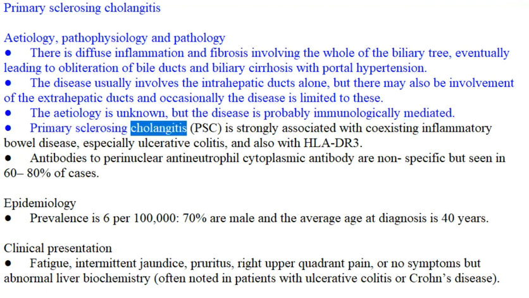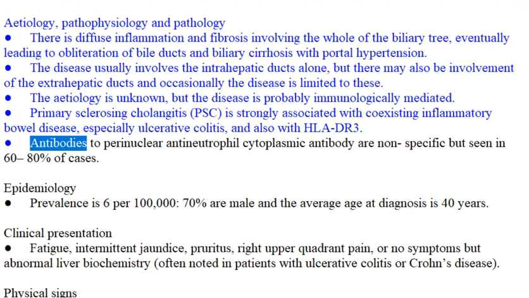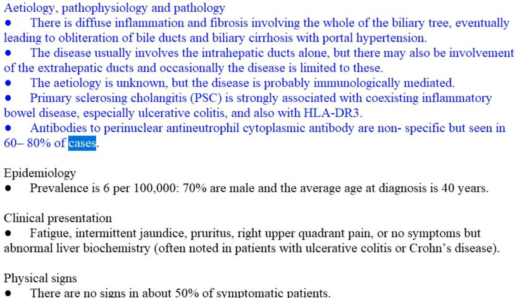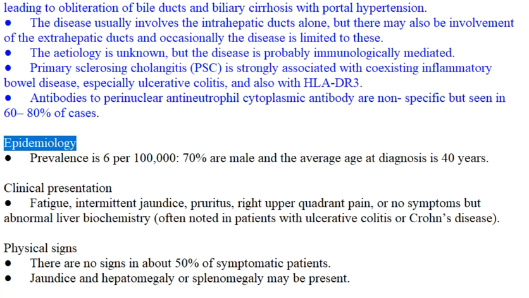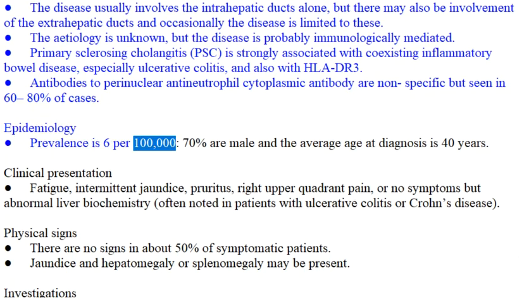Primary sclerosing cholangitis, PSC, is strongly associated with coexisting inflammatory bowel disease, especially ulcerative colitis, and also with HLA-DR3. Antibodies to perinuclear antineutrophil cytoplasmic antibody are nonspecific but seen in 60–80% of cases. Epidemiology. Prevalence is 6 per 100,000, 70% are male, and the average age at diagnosis is 40 years.